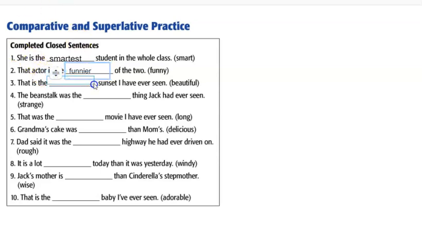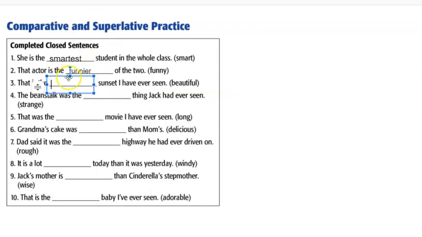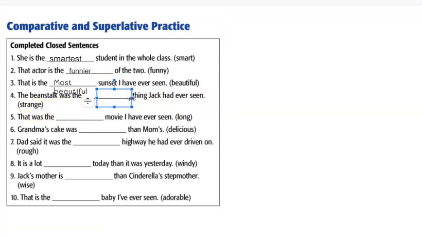Easy breezy, lemon squeezy. That is the beautiful sunset I have ever seen. That is the, beautifuler? Beautifulest? Nope, it is the most beautiful. Take a moment in your head and see if you can think of this one. The beanstalk was the blank thing that Jack had ever seen. Strange. Would it be stranger or strangest? Well, he had ever seen, so it'd be the strangest thing he had ever seen. Look at my funny spelling. That was the blank movie I have ever seen. So ever means it's the most.